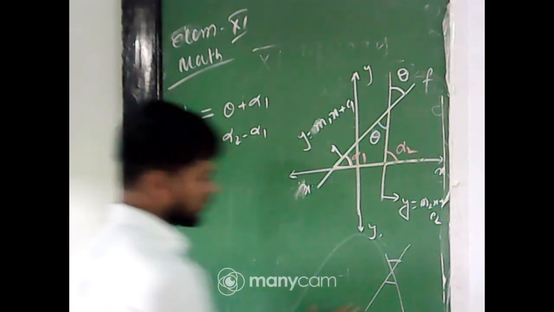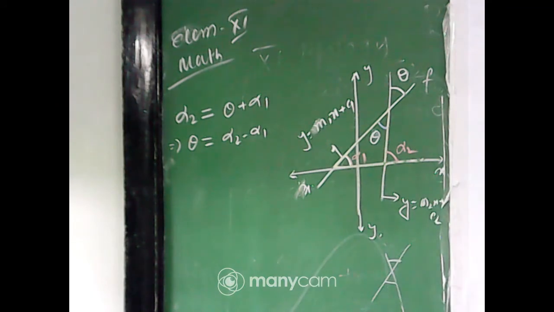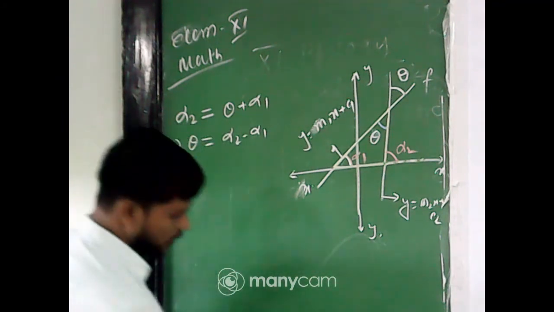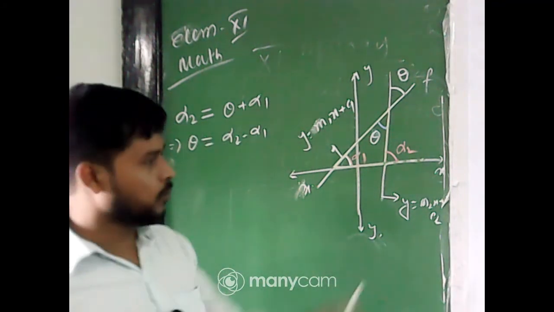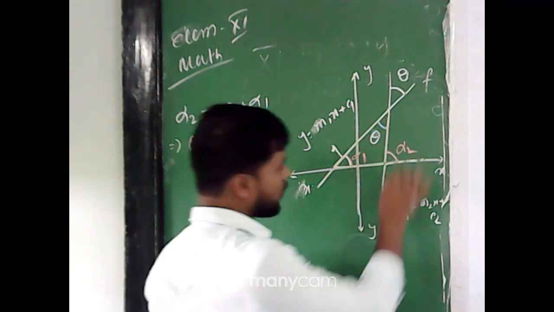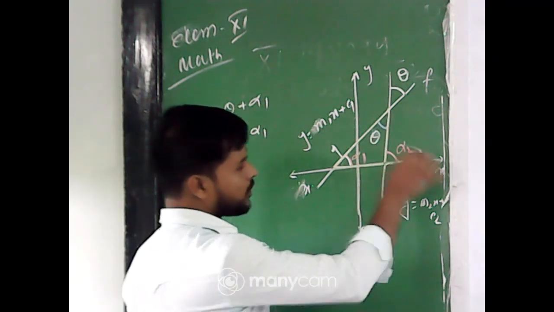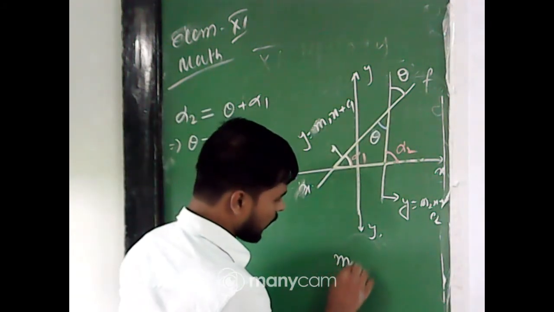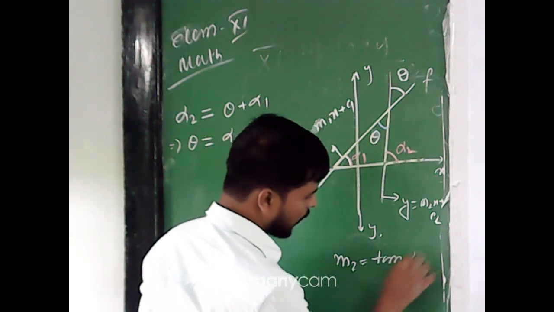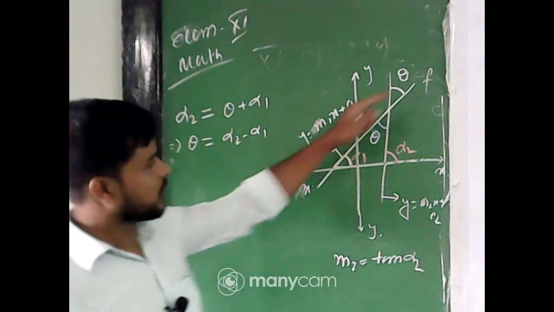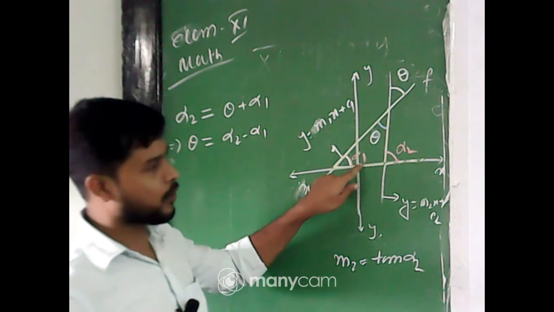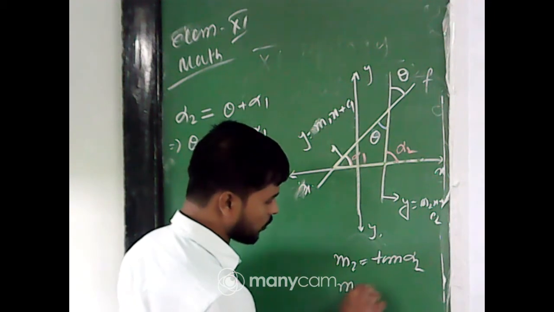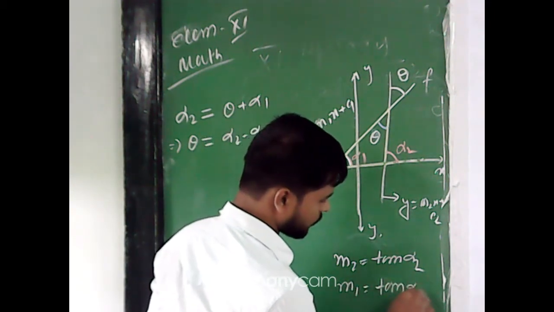Now see one thing here, what is the slope of the line? I have already discussed it in the previous class, but still I am telling you once more. This angle is alpha 2 made by the second line with the positive direction of x-axis. So the slope of this line will be m2 equal to tan alpha 2. Similarly, the first line makes an angle alpha 1 with the positive direction of x-axis, so the slope of the first line m1 will be tan alpha 1.